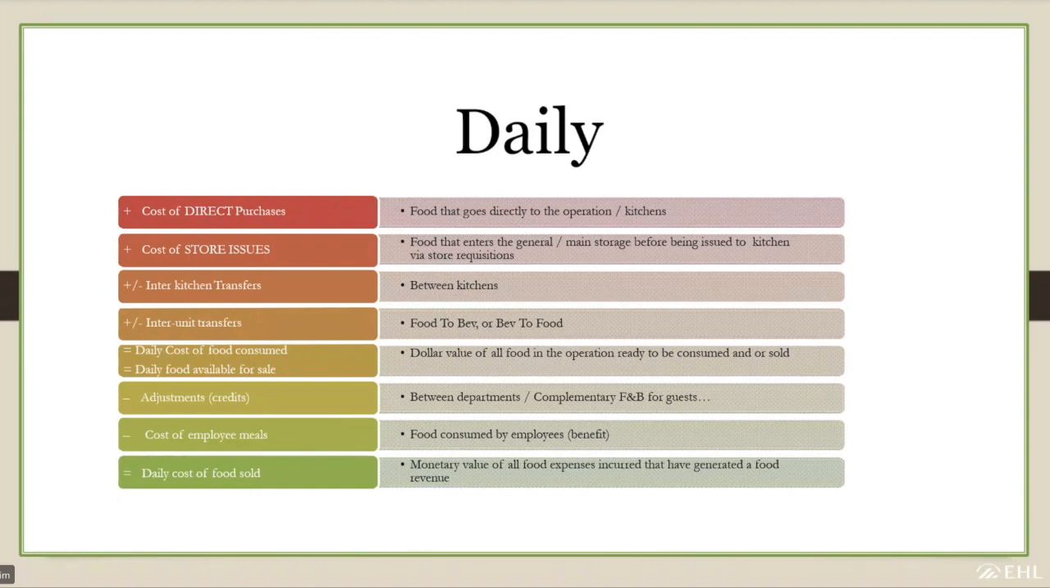Then if you're doing it between departments, you are actually adjusting, so you're crediting something. For example, if the kitchen is delivering something, let's say pineapples to room service, they will have to credit this in their storeroom because it went out. The cost of employee meals is the same, and then you get the daily food cost from that.